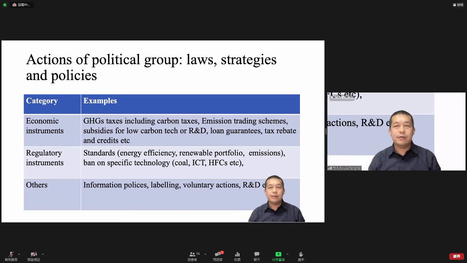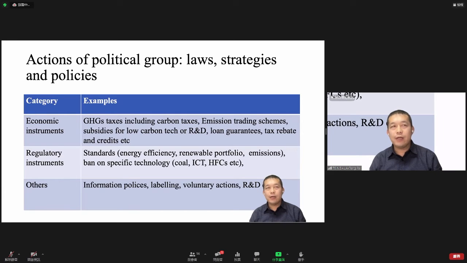And another type of action the government can take is policies. I believe that you must know this from the previous lecture, and especially from Professor Chao Jing's lecture. The policy actions could be categorized into three categories. One is economic instruments, which generally focus on economic incentives, which could include the carbon tax, emission trading scheme, subsidies, loan guarantees, or tax rebate or credit, whatever.